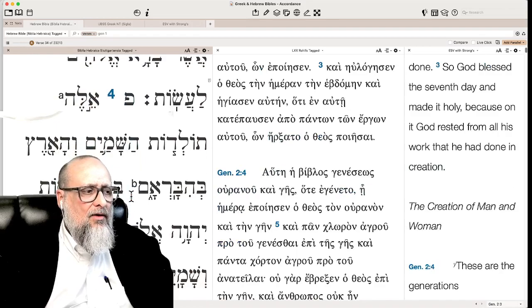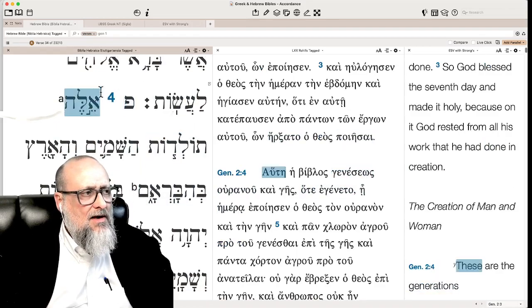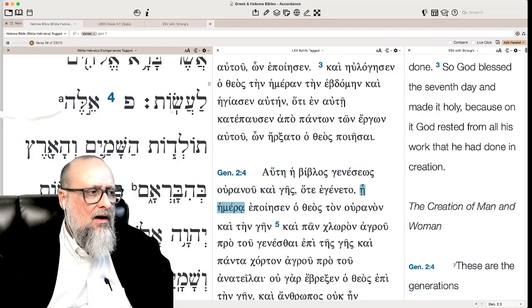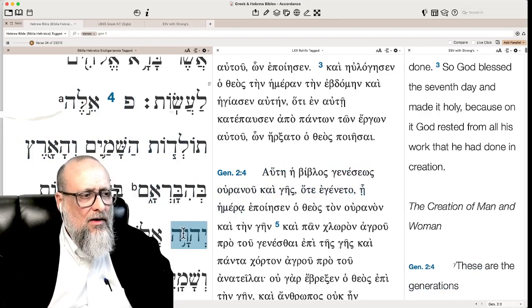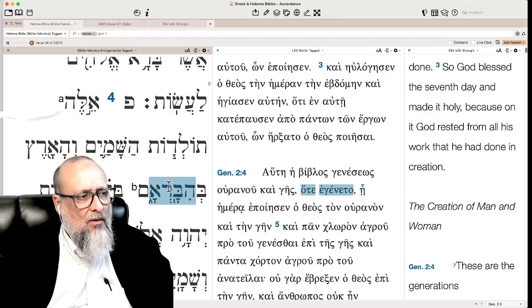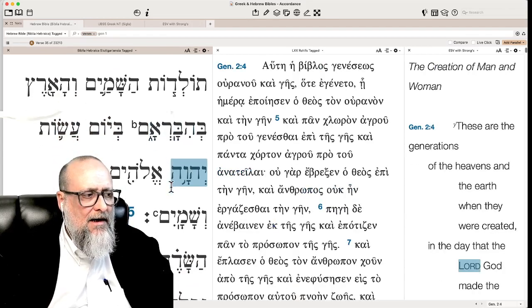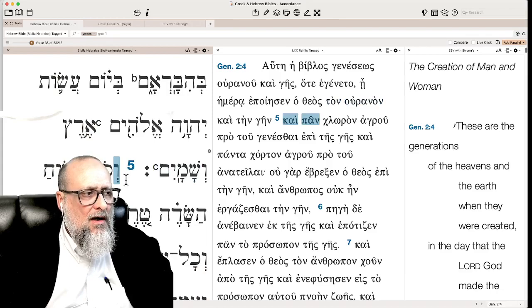When you get to 2:4, you have this statement, these are the toledoth of the heavens and the earth, on the day when the Lord God created, on the day the Lord God caused them to be created. And then right off the bat, it says in every siach.